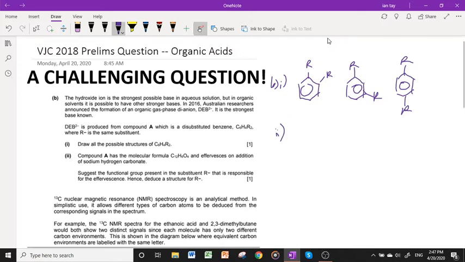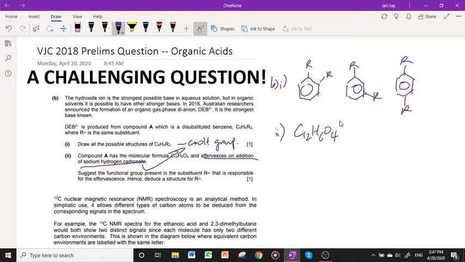Okay, yes, the molecular formula C12H6O4 and effervesces on addition of sodium hydrogen carbonate. Note that this is a property of only the carboxylic acid group. Okay, so we know that aside from the two R groups, the benzene ring has the formula C6H4 because two hydrogens have been substituted.